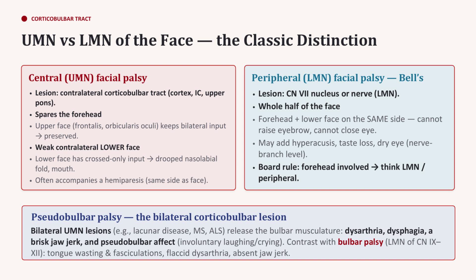The contralateral lower face droops because it has crossed only input. This central facial weakness usually travels with a hemiparesis on the same side as the facial droop. When the lesion is at the facial nucleus or the nerve itself, a lower motor neuron lesion, the prototype being Bell's palsy, the entire half of the face is weak, forehead included.